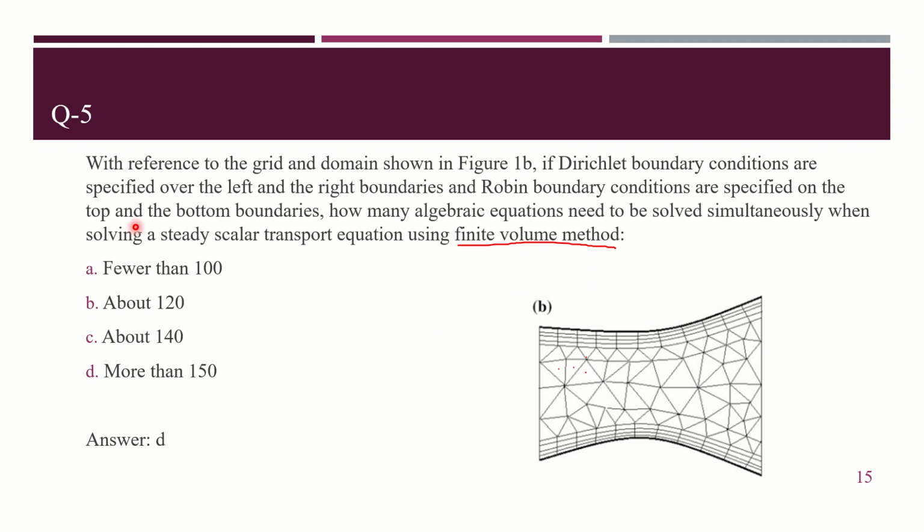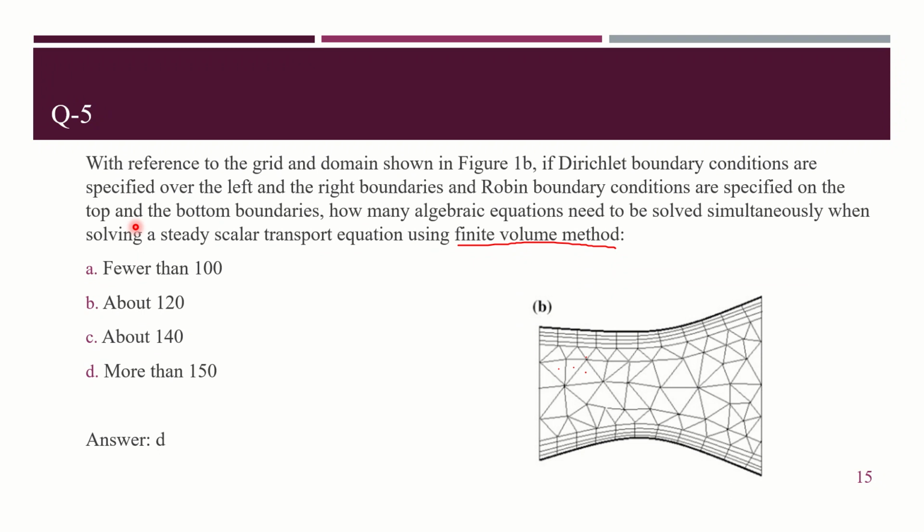Because first thing, it is an unstructured mesh and therefore we are using finite volume approach, and since we are using finite volume approach, we will be solving the equations at the center of the cell. So we need to count how many cells are there in the particular figure. So we are getting around close to 160 something. So we are saying it is to be about or more than 150. We are not saying closer to anything, we are just saying more than 150.